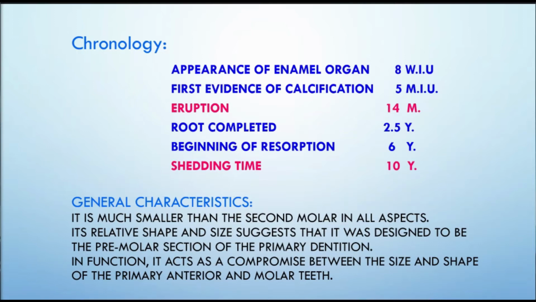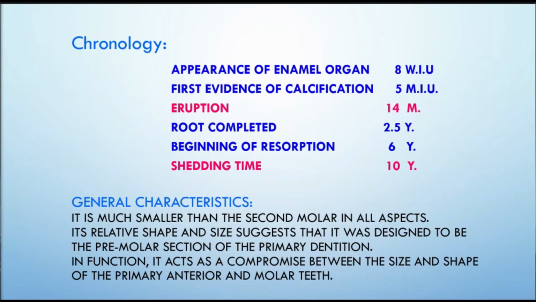And then second deciduous, first central incisor lower, then central incisor upper, then lateral incisor lower. Actually, lateral incisor lower and central incisor upper come at the same time, then lateral incisor upper. Then the first deciduous molar, then the canine, then the second deciduous molar. So first deciduous molar, canine, then the second deciduous molar.